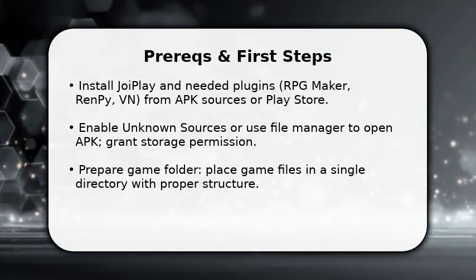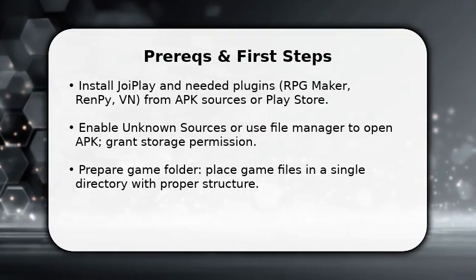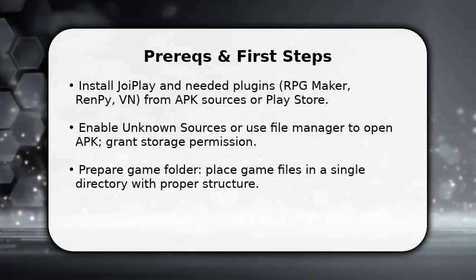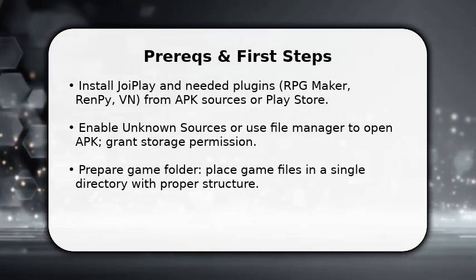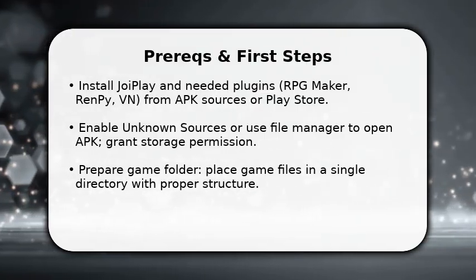You start by confirming prerequisites: Joiplay, the matching plugin, and the game files. Open Joiplay, grant storage permission, and then tap Add Game to create an entry. Point Joiplay to the game folder. Select the folder that contains the executable script or index file.